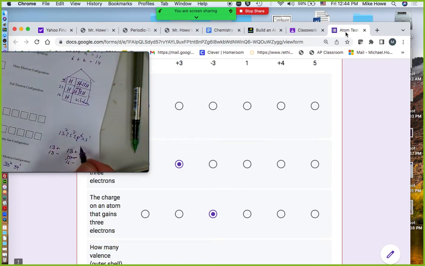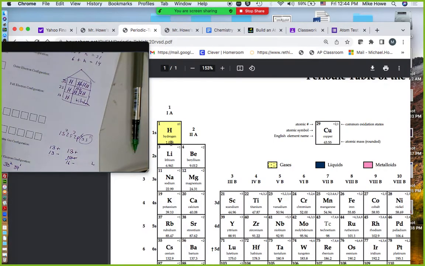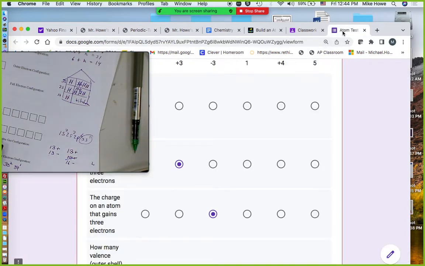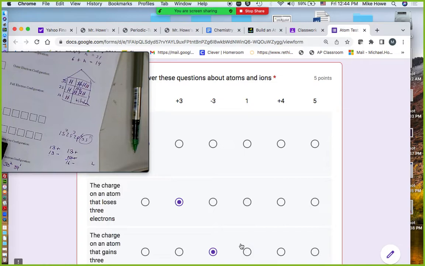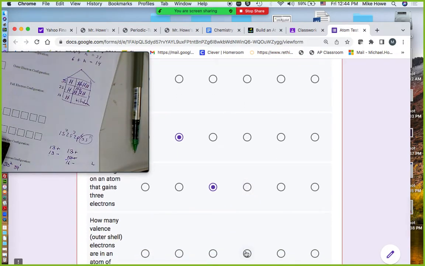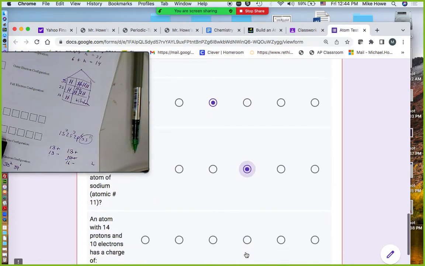Or you just look at the electron configuration as a whole. Or the easiest way to find the number of electrons in the outer shell is just look at what column it's in. And sodium is in the first column, so it has 1 electron in its outer shell. So that answer is 1.